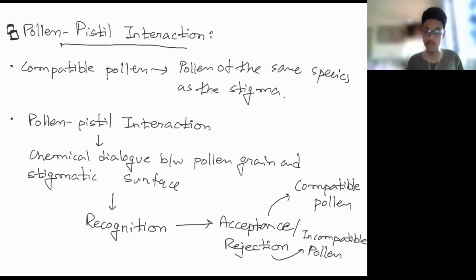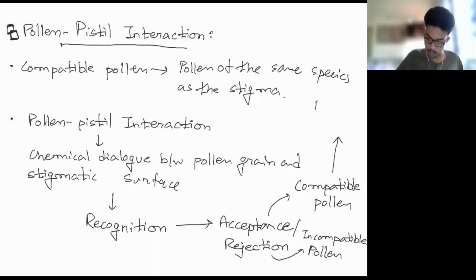So now what happens next? In case of accepted pollens, the compatible pollens, we observe that pollen germination followed by the growth of the pollen tube in the style is promoted. Because the pollen is germinating, the pollen tube is growing through the style. This growth is promoted when the pollen is compatible. But when the pollen is not compatible, pollen germination as well as pollen tube growth is inhibited by the plant. This is essentially the pollen pistil interaction.